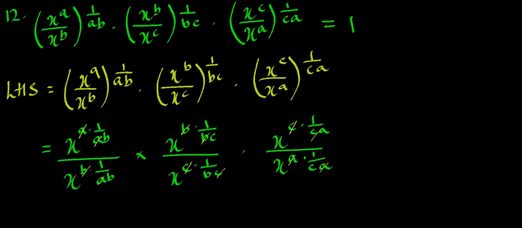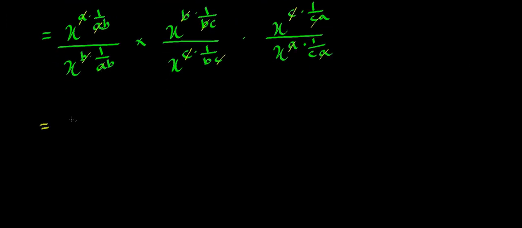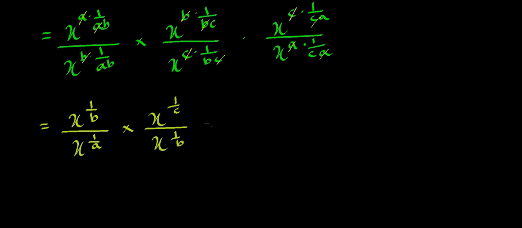So what do we have left over here? If most of it is gone, what is left? We have that is equal to x raised to 1 upon b upon x raised to 1 upon a, multiplied by x raised to 1 upon c upon x raised to 1 upon b, into x raised to 1 upon a upon x raised to 1 upon c.